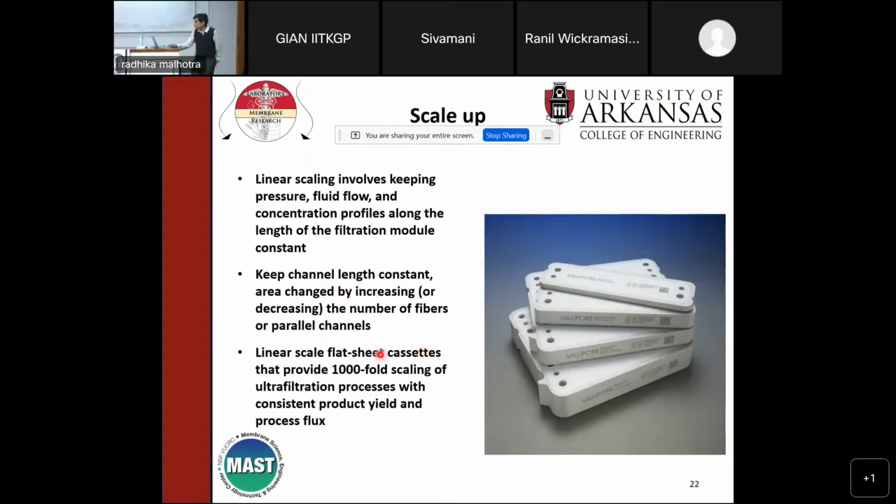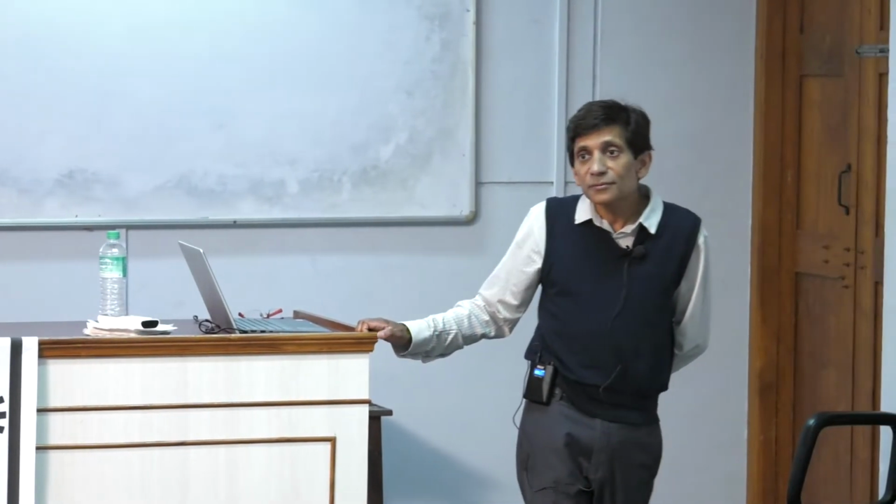Linear flat sheet cassettes provide more than 1,000-fold scaling for ultrafiltration processes with consistent product yield and process flux. That's actually quite amazing. 1,000-fold scaling is actually very difficult to do. And so if you can do that and get reproducible results, that's actually very good.